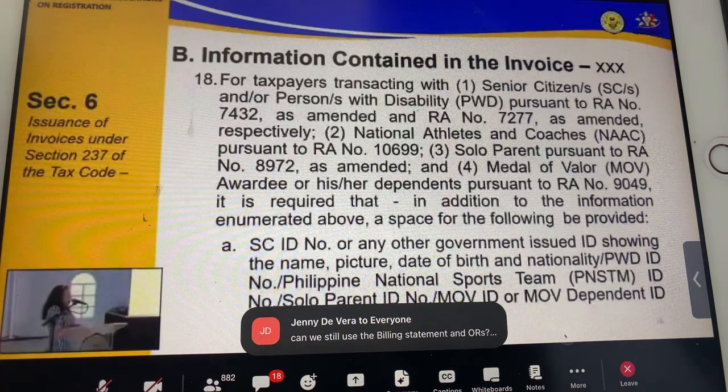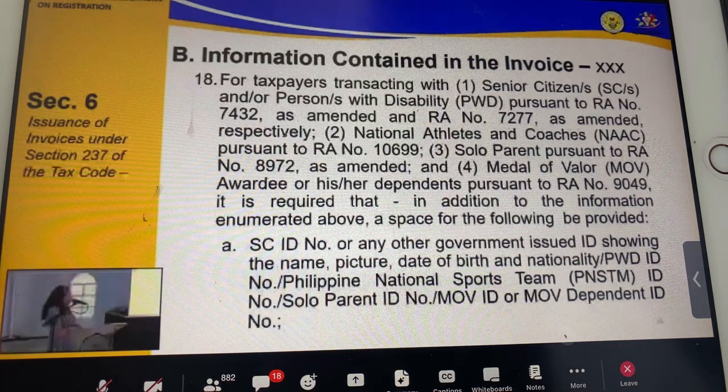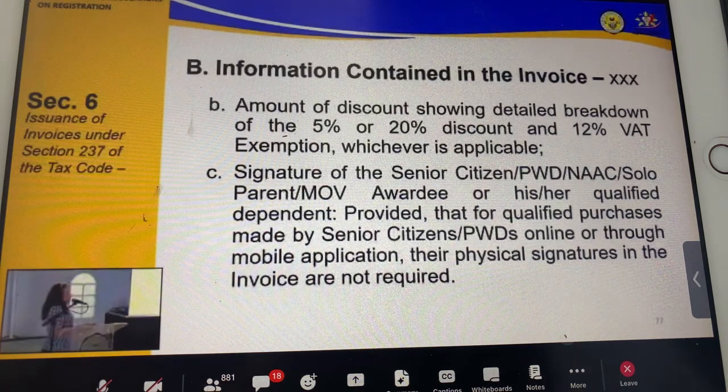For PWD, it's ID. And then for Philippine National Sports Team ID, solo parent ID, lahat ng klase ng ID na po dito nakasama as long as this will be used for purposes of deductions or granting of discounts. And then of course, we have the amount of discount, whether at 5% or 20%, and the 12% VAT exemption if such is applicable. Now, alam naman po natin, pag prime commodity, binili sa mga groceries, no? Kung ang bumili po ay yung mga sinabi natin, senior citizen and PWD, they are entitled to the 5% discount without VAT exemption. But in certain cases, like for example, medicine yan, exempt sa VAT, and meron pa rin pong 20% discount. In both cases, dapat po naka-specify yung discount and the exemption from VAT, yung pagtanggal ng VAT.